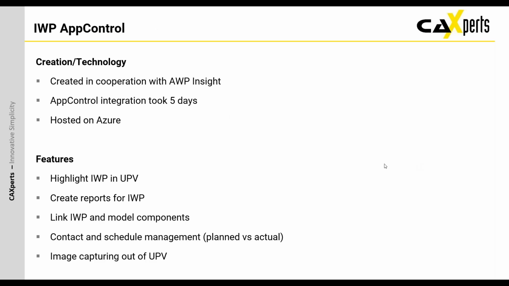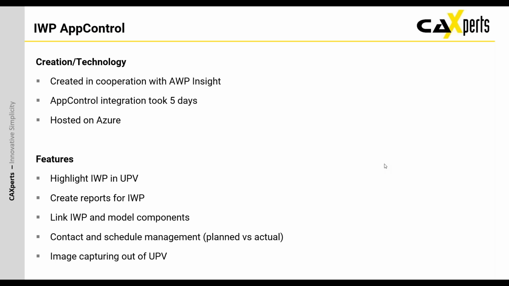The IWP app control was created in cooperation with AWP Insight and took less than 5 days to create. The whole system was in the end hosted on Azure, and it comes with some features that we will see in the demo in a bit.